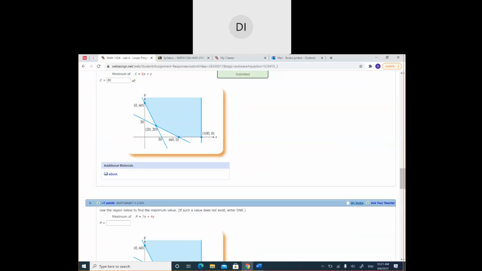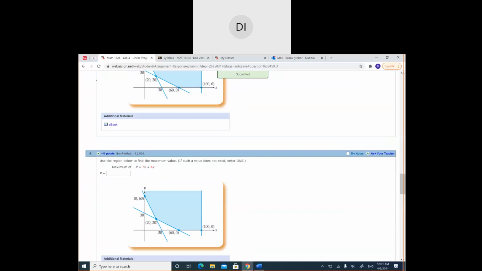Okay, that was good. Now number 5, we also have a region. We have to also find the maximum. Now let me explain something. There's something very important when you have an unbounded area. So this area, it's open, right? It's open. Now, if they're asking you to find the minimum, yes, you can find the minimum. But if they're asking to find the maximum and the area is open, that means there is no maximum, it doesn't exist.